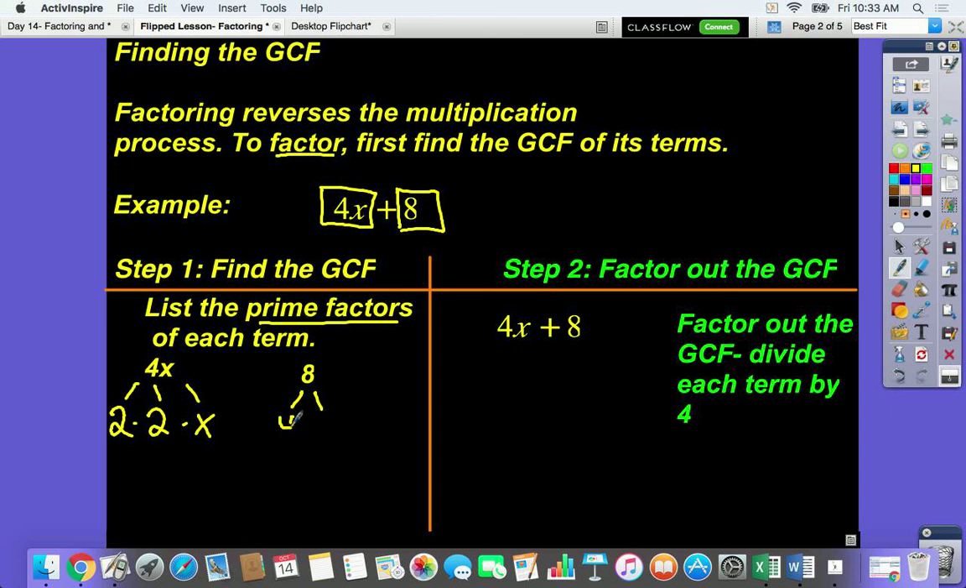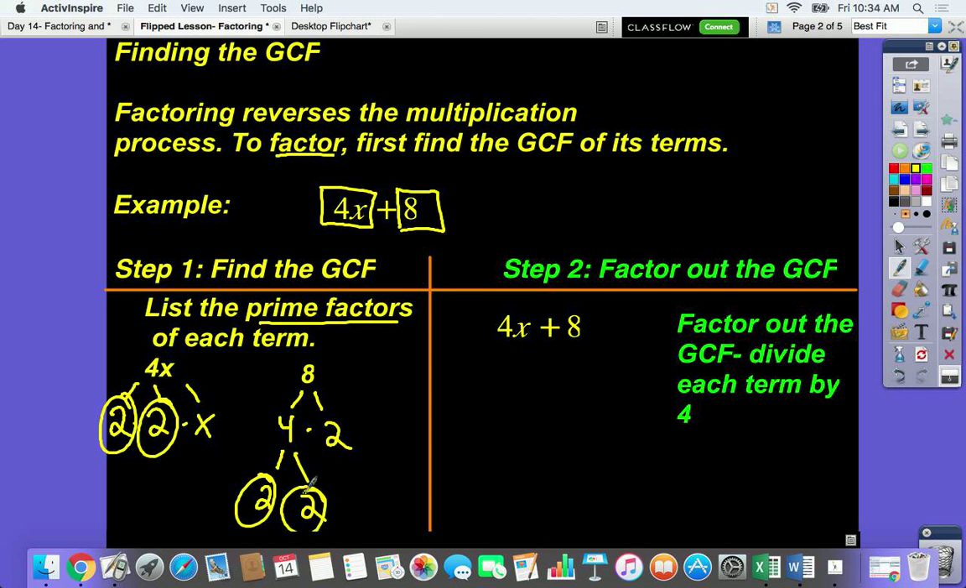Most of us start with a factor tree of 4 times 2. 2 is already a prime number, so we're going to break down the 4 to 2 times 2. So 8's prime factorization would be 2 times 2 times 2, or 2 to the 3rd power. And 4x would be 2 times 2 times x. What I want to do next is go through and circle whatever they have in common. I see in my list for 4x, there's a 2 and another 2, and the same in 8's list.